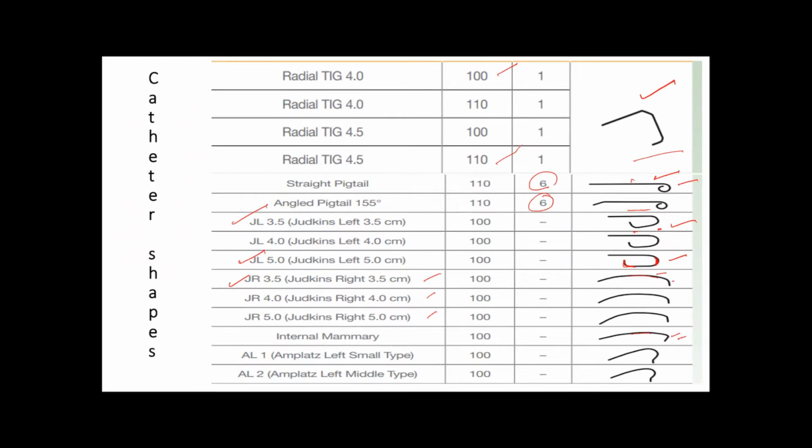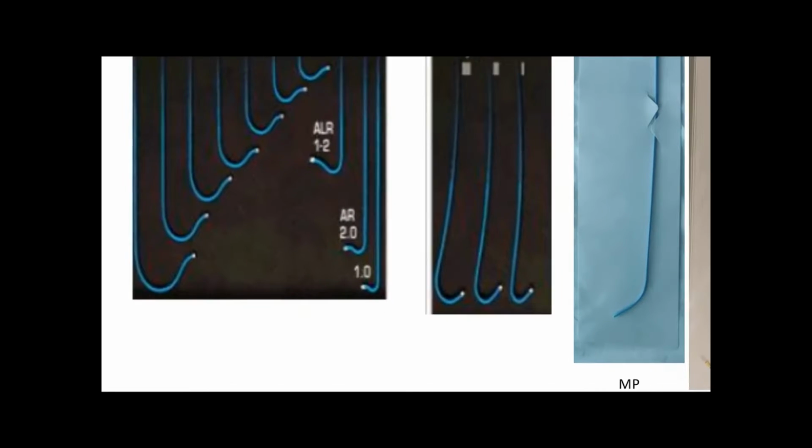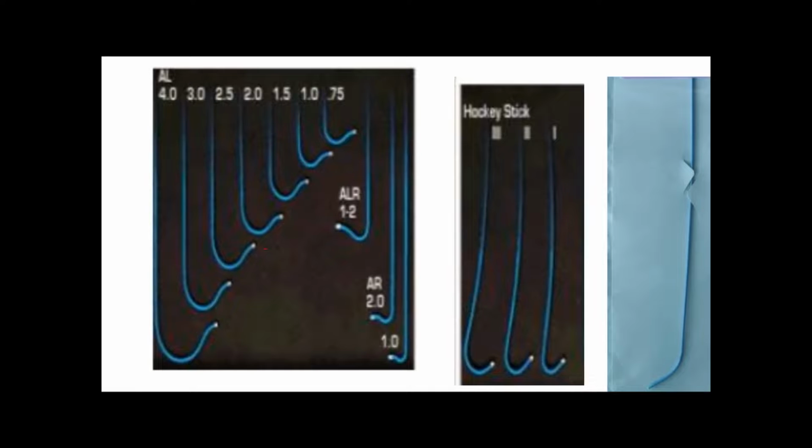And then you have these Amplatz catheters. This is the Amplatz catheter. This is AL and this is AR. The AL has a half circle curve, and you can maybe say a cobra type of distal tip, and it comes in sizes from AL 0.75 to AL 4. And then you have AR. The shape is similar to what AL has, but the half circle is smaller. So this is AR1 and AR2.